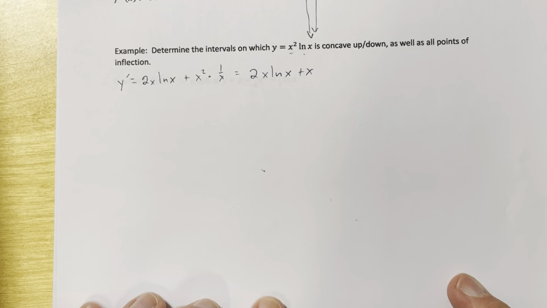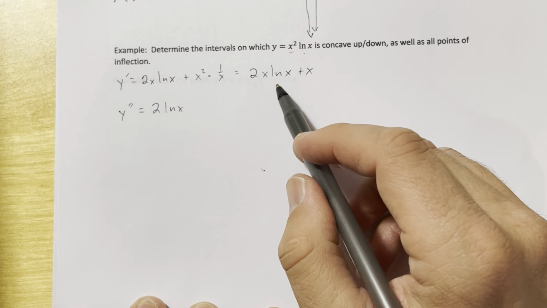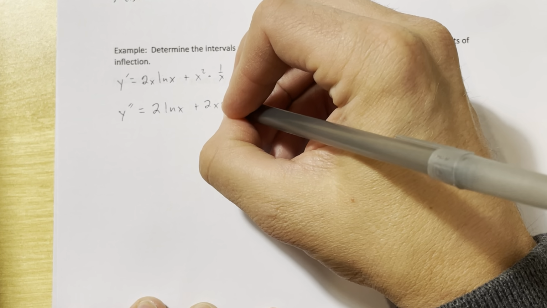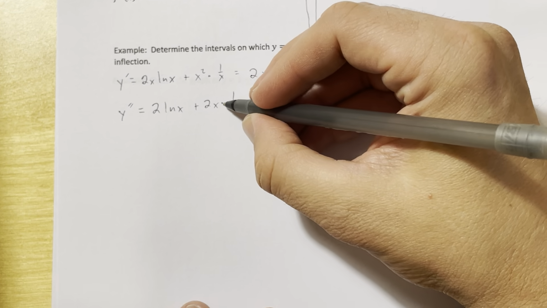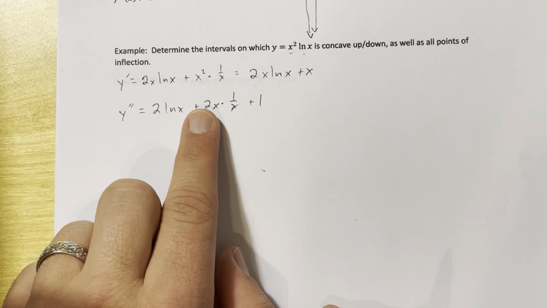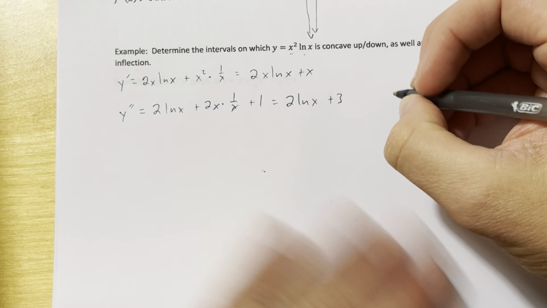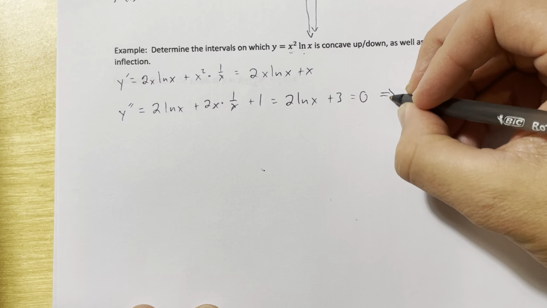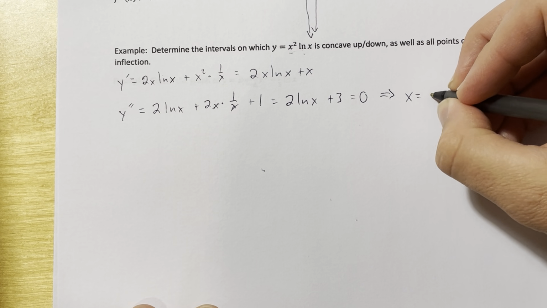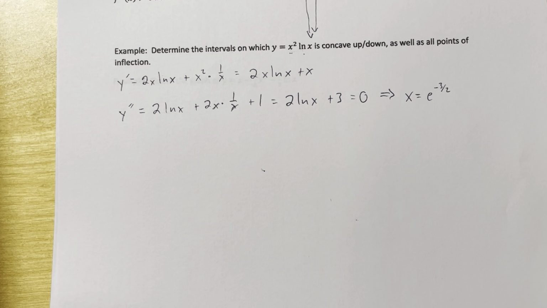Okay? Now I need the second derivative. So let's take the derivative of that. The derivative of 2x is just 2, and I have my natural log of x. Then the derivative of the natural log of x, I'm going to have 2x times 1 over x, and then the derivative of plus x would just be plus 1. Simplify here, I can cancel these x's, leaving me with 2 plus 1, that's 3. So I get 2 natural log of x plus 3. And we want to set this equal to 0. Okay? If this is equal to 0, this is easy to solve for x. I get x equals e to the negative 3 halves. It's 3 very short algebraic steps to get there.